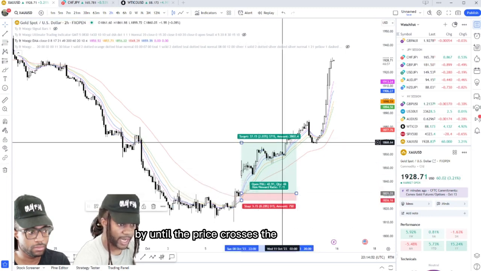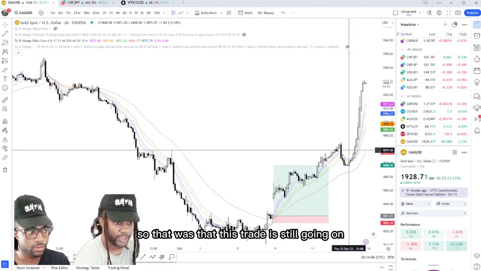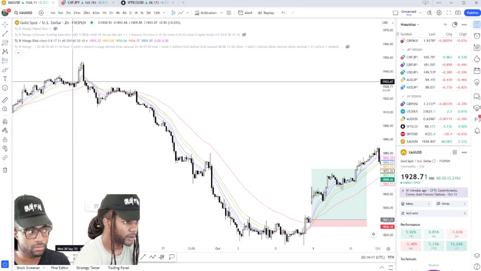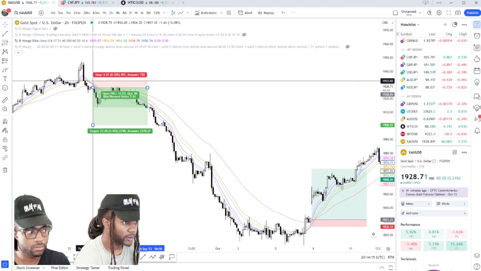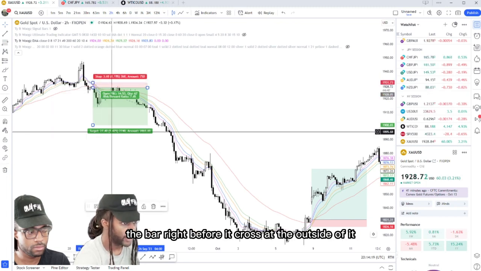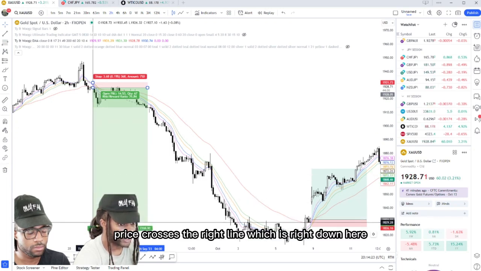You take a buy trade until the price crosses the red line again. So this trade is still going on. We can't really do that one. We'll do it right here though. Price crossed below the red line. Stop loss over here, the bar right before it crossed, outside of it, and then you're taking the trade all the way until price crosses the red line, which is right down here.